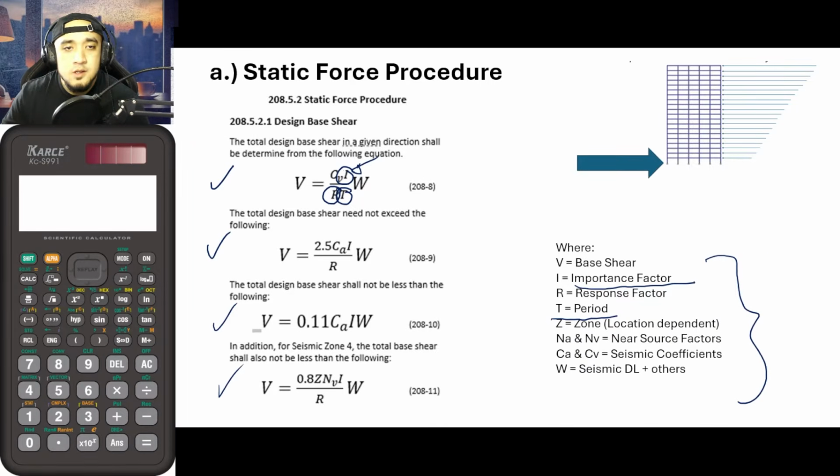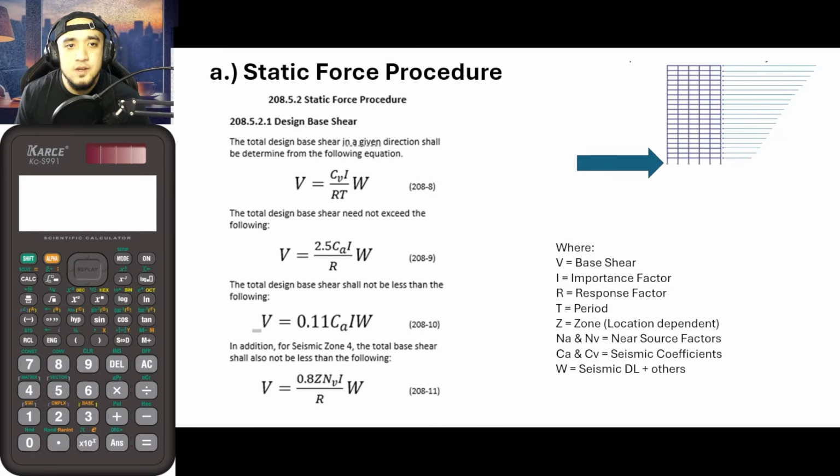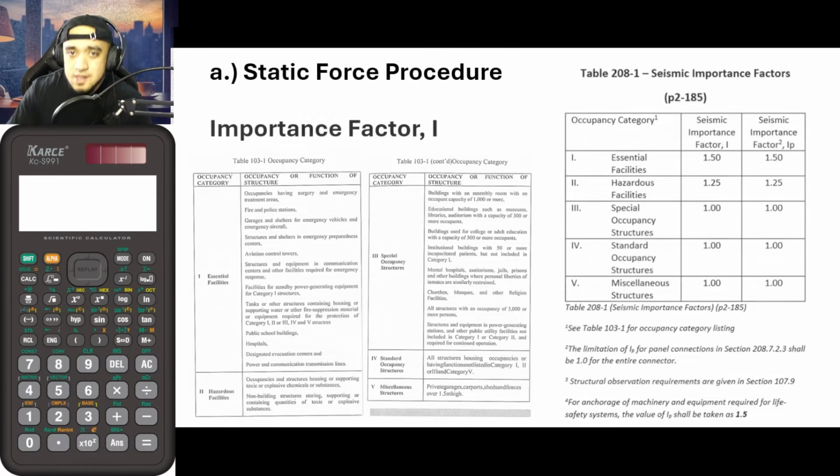Okay, so basically that is just how we would be solving for base shear using static force procedure. But let me just enumerate these variables one by one and how we would be knowing them. So first up, let us discuss the importance factor. So for the importance factor, this is once again rather straightforward.